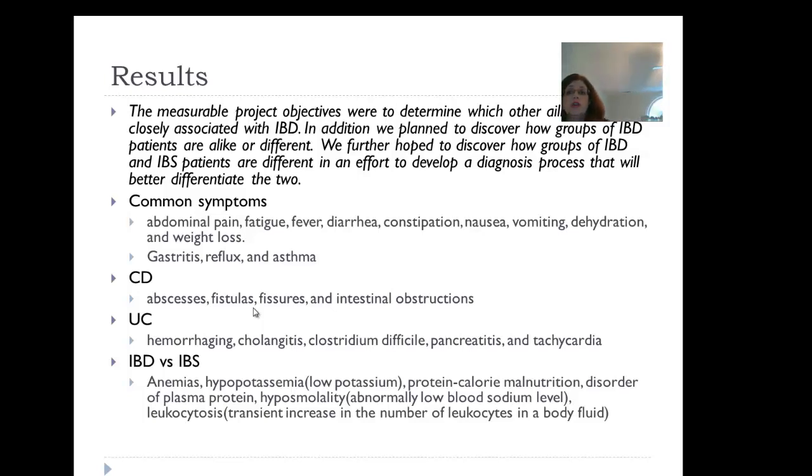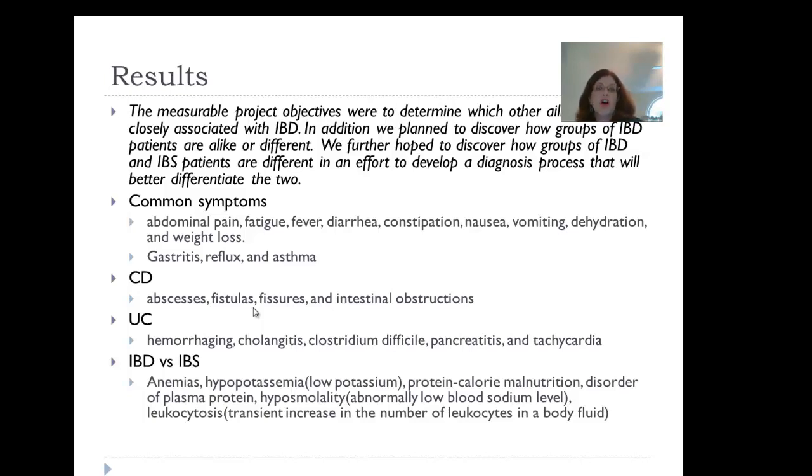We plan to discover how groups of IBD patients are alike and different, and we further hope to discover how groups of IBD and IBS patients are different to develop a diagnosis process that will better differentiate the two.